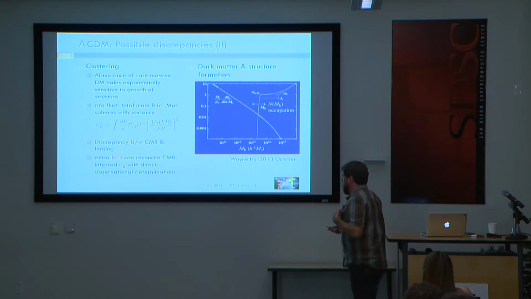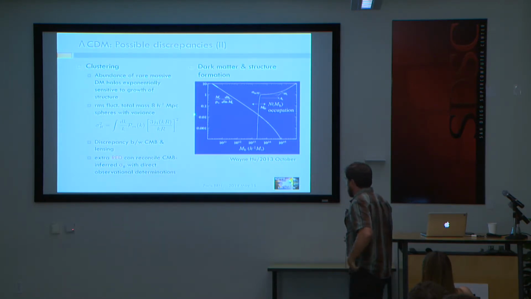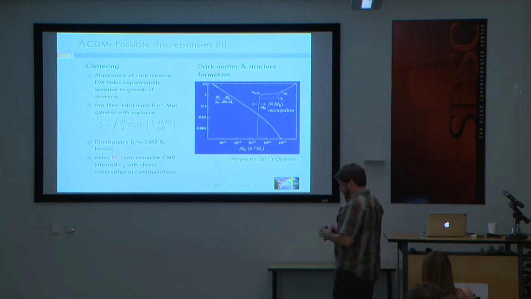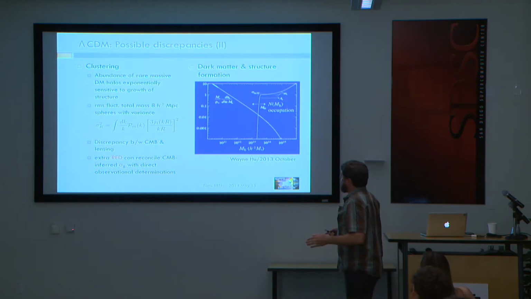Another example, I stole this from a talk by Wayne Hu back in October of last year, is clustering. I'm not an expert at this at all, so I'd appreciate it if anyone can catch me if I make a mistake. But basically, you're looking at very large and rare dark matter halos about galaxies.